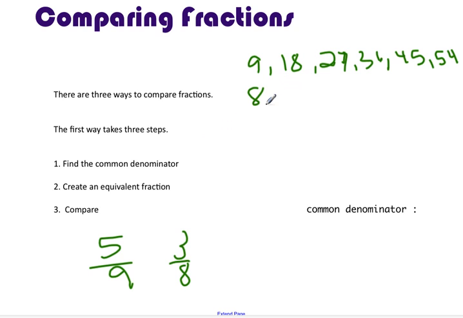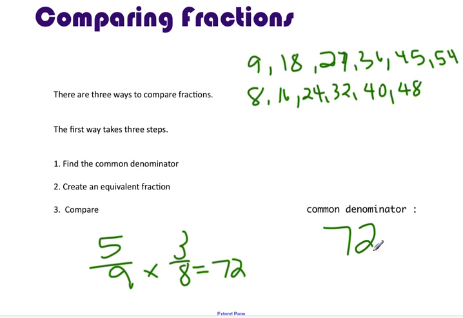So I have 8, 16, 24, 32, 40, 48. I can see that there really isn't going to be something that's common. If I continued my list, I'd end up with 63. But we also know that if I do 9 times 8, I'm going to get 72, not 63. So my common denominator is 72. As I said, if I continued on with my multiples, I would see that the only match would be 72.